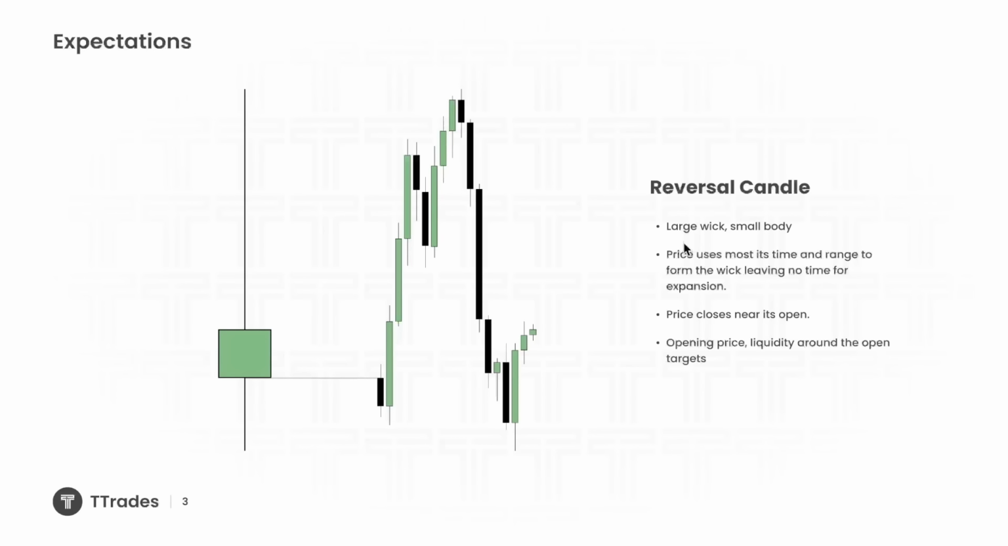So just quick notes, a large wick and a small body. Price uses most of its time and range forming this wick here. And then we're just looking for price to go back towards its daily open and close around that area. So if I'm going to be looking to trade a reversal candle with a large wick, I want to adjust my targets. I'm not looking for it to expand. I'm looking for the opening price or liquidity points or points of interest around there to target.